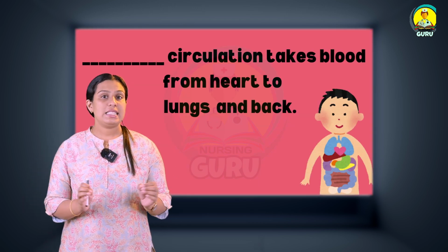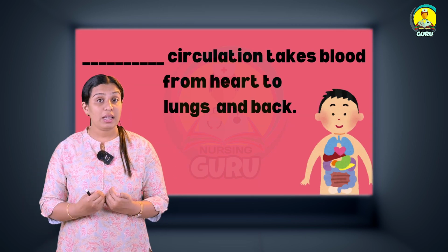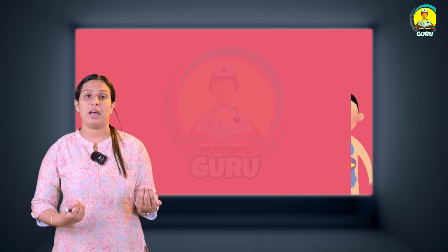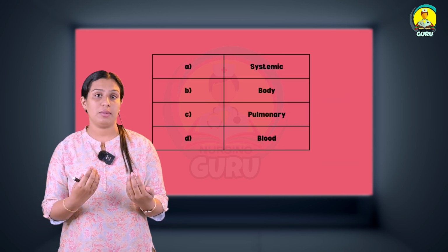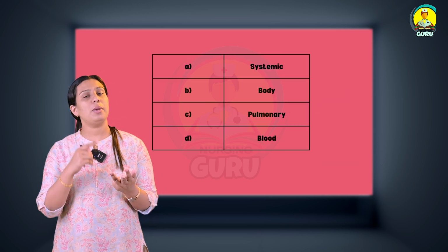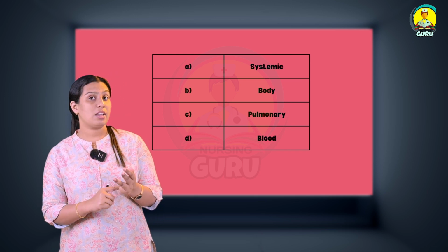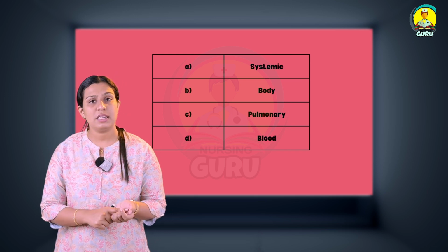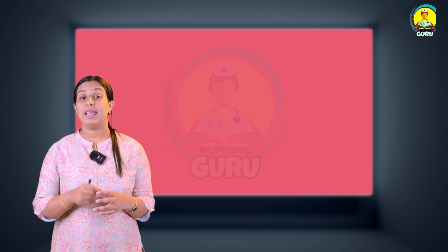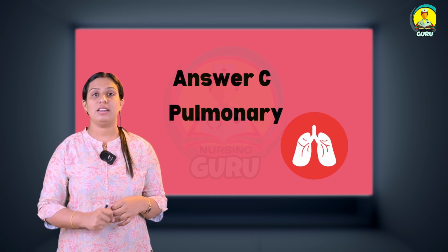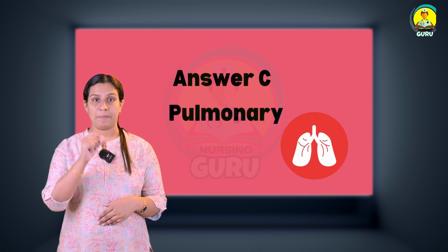Dash circulation takes blood from the heart to the lungs and back. Which circulation? Maybe you are studying about systemic circulation and all. So the options are systemic circulation, body, pulmonary circulation and blood. Here the exact answer is pulmonary circulation, or option C.